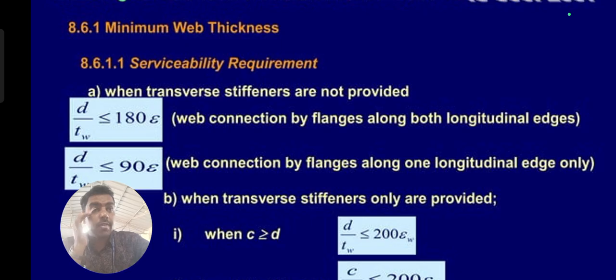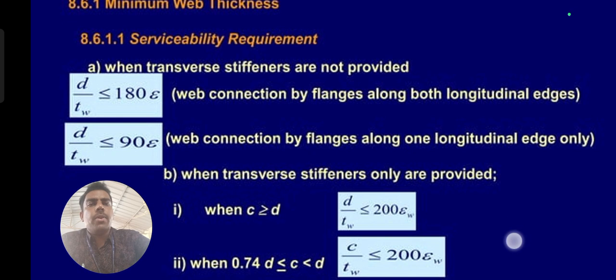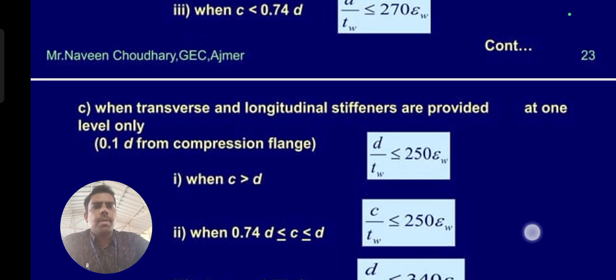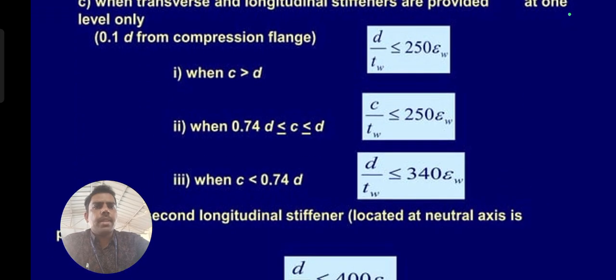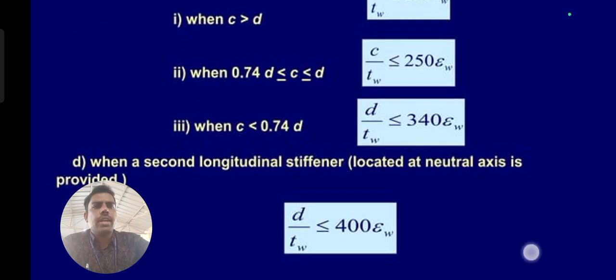In the serviceability requirement, d by tw less than 180 epsilon applies when the web is connected to flanges along both longitudinal edges. And one more is there, that is d by tw less than 90 epsilon. In this situation, the web is connected to a flange along one longitudinal edge only. By the above formulas, both longitudinal edges should be considered, and based upon the c by d values only we use the different conditions.